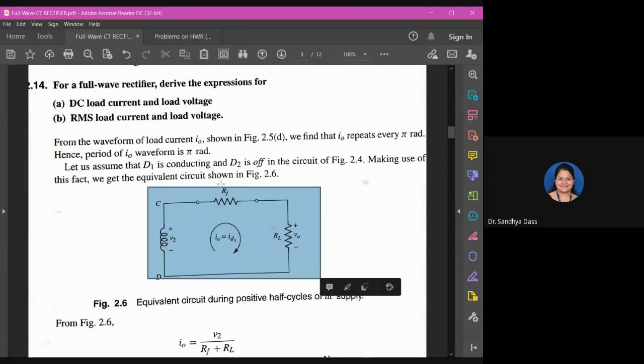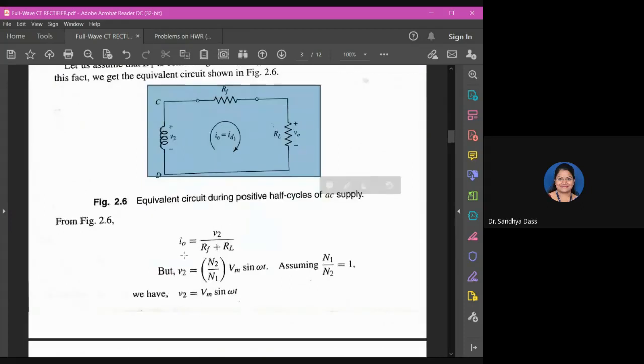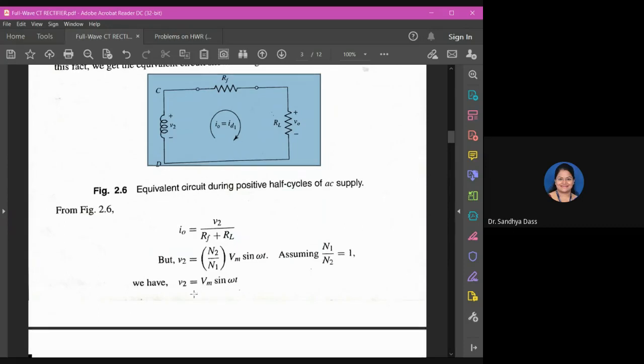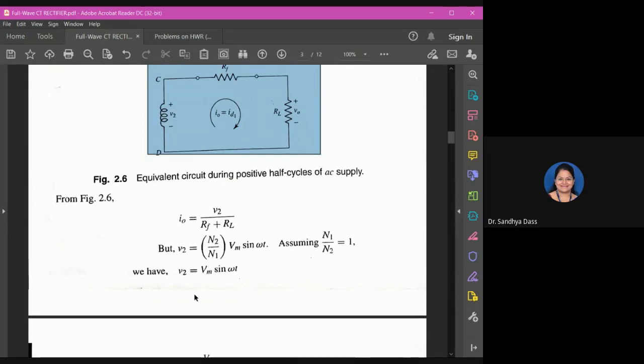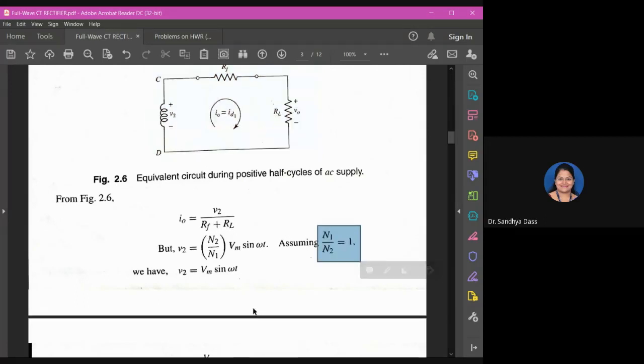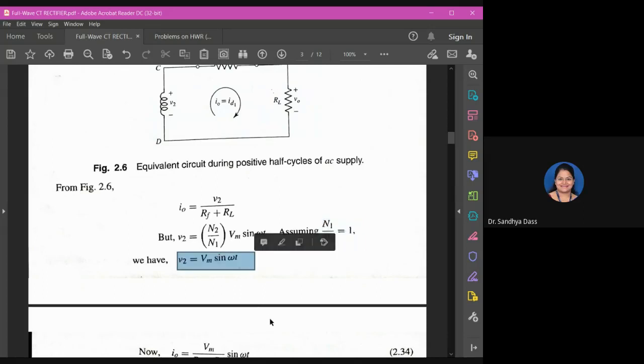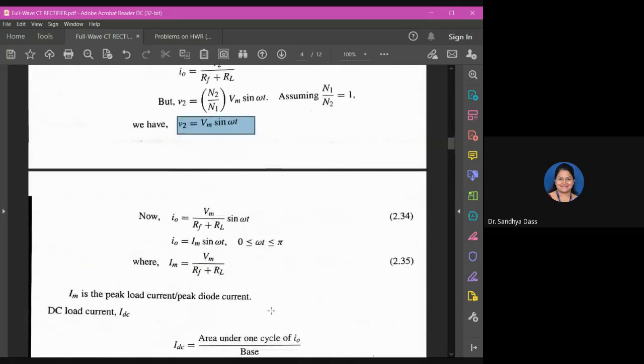So the equivalent circuit when D1 is conducting, you will have the equivalent circuit like this. So I naught will be equal to ID1. Okay. So from there, similar to the discussion we had in the half wave rectifier, we will proceed. You can follow me, and wherever you want to note down the important expressions, you can take them down. So I naught will be equal to V2 by RF plus RL, and taking the ratio N1 by N2 to be 1, we have V2 equal to Vm sin omega t, right?